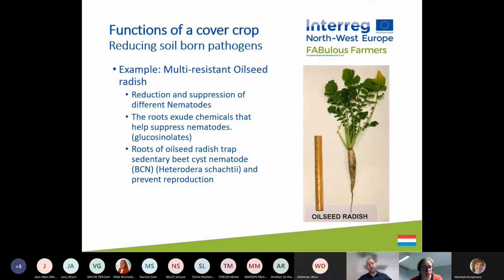Another known function of cover crops is that they can reduce diseases and pests. Here is, for example, an oilseed radish. This oilseed radish is working like a trap for nematodes. So with this oilseed radish, you can reduce the nematodes in the soil.